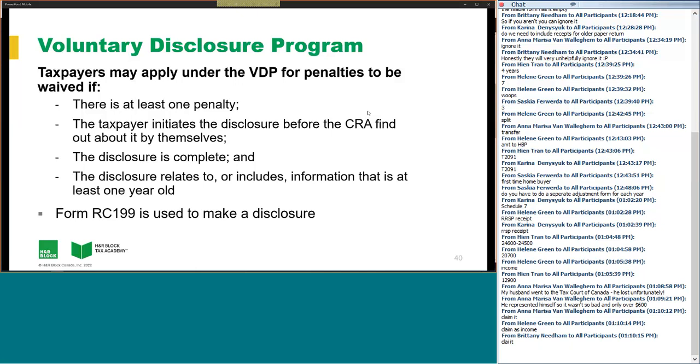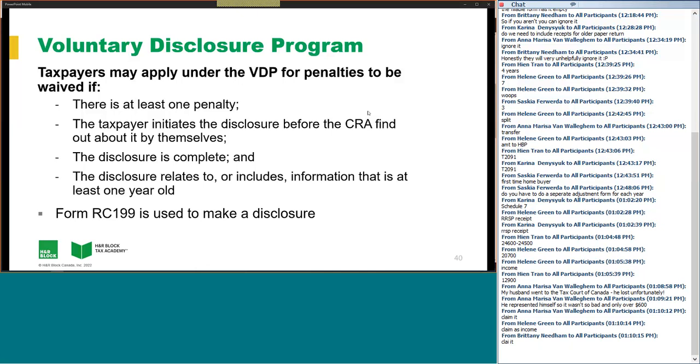So if they haven't had a request that says file it, or a request that says tell us about the income that we think you have, in that case, if you haven't been caught, before they catch you, you can use the Voluntary Disclosure Program. You have to be complete. So whatever you disclose, you have to disclose everything.